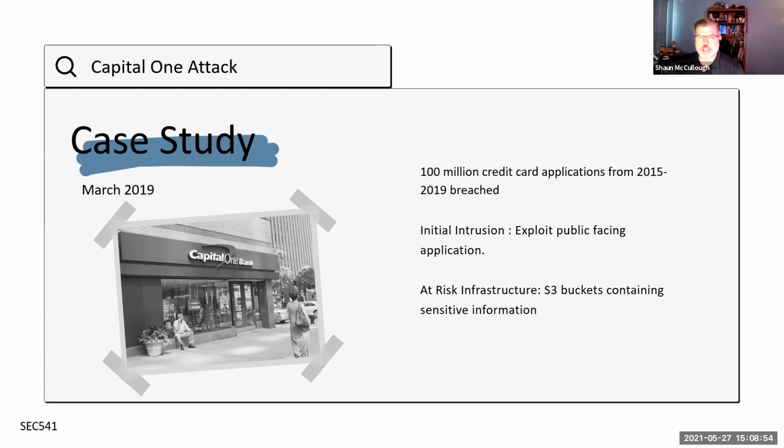So even a large organization that has a lot of automation and does a lot of things right, you can see it just takes one problem to lose access to that 100 million credit card applications.